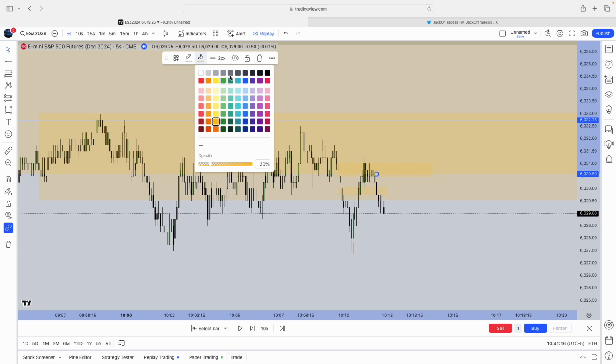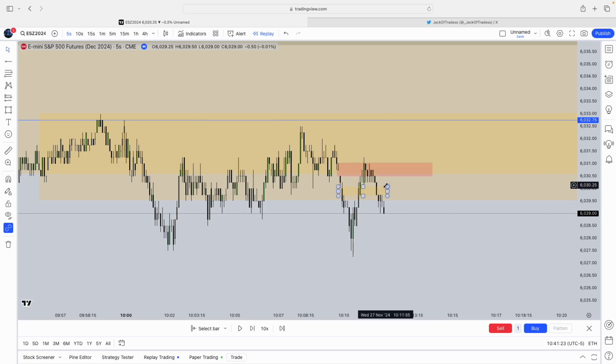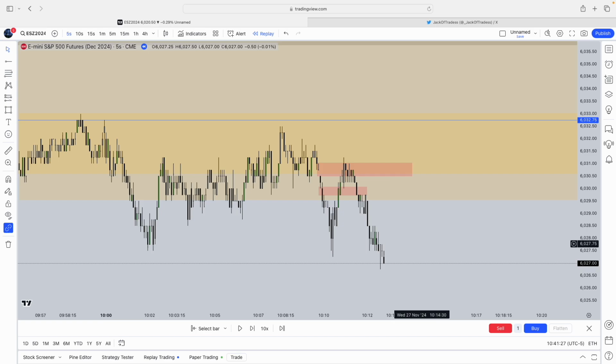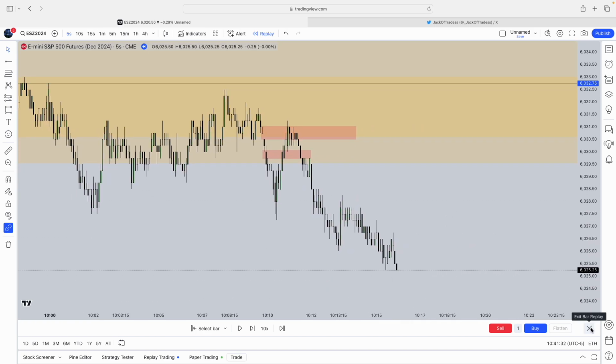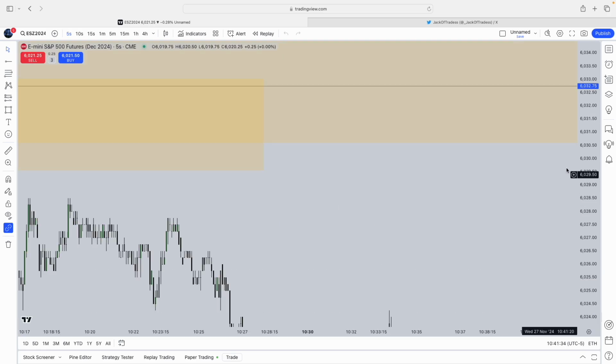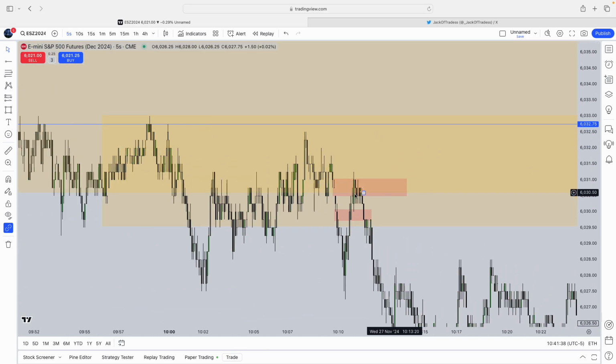I'm trying to change that one. So pretty sure that was my entry anyway. Let me just get out of that now. Yeah, there you go. That was my entry right there. So high, low, high, high, lower, low. Breaker there, fair value gap there, entry.